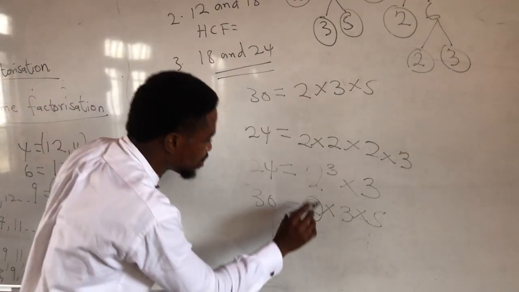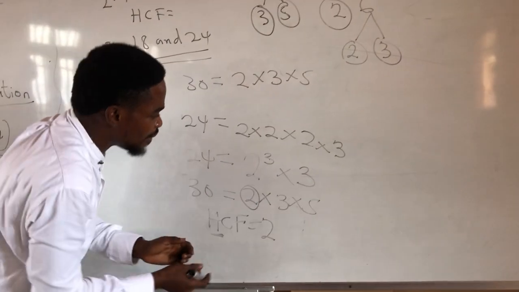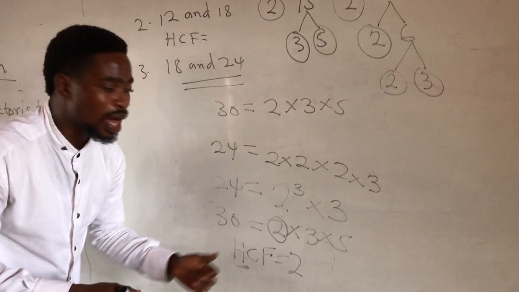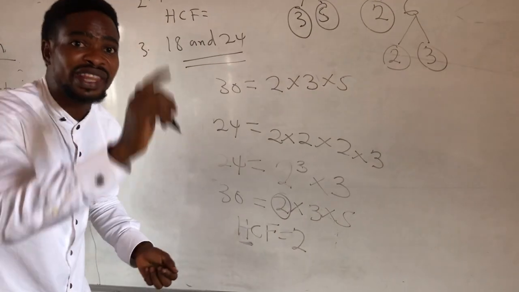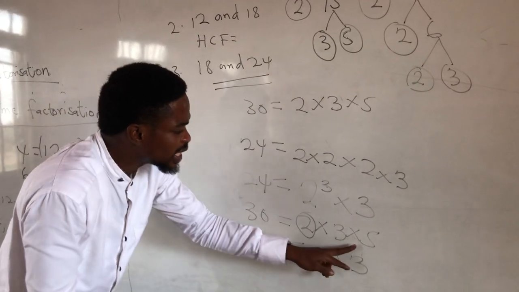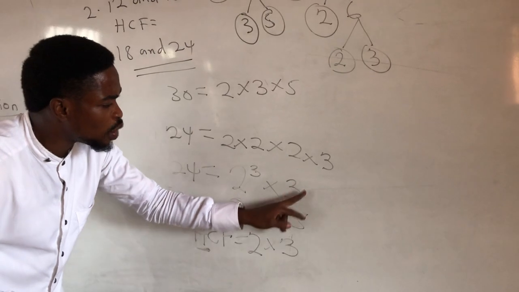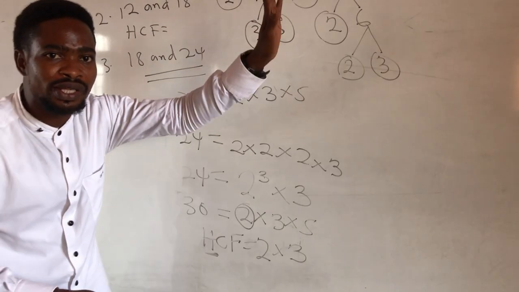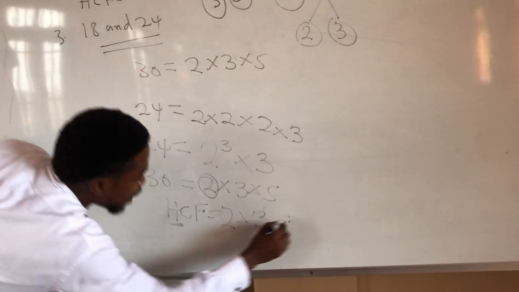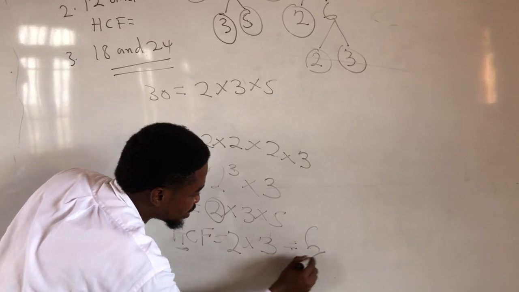So I come here, I write 2. Between these 3 here, which one is the lowest? All of them are the lowest numbers, so I take only one, which is 3. Now this 5 here has no member. It doesn't match with any number here, so I throw it away. So my HCF is, I'm going to multiply 2 times 3, which will give me 6.